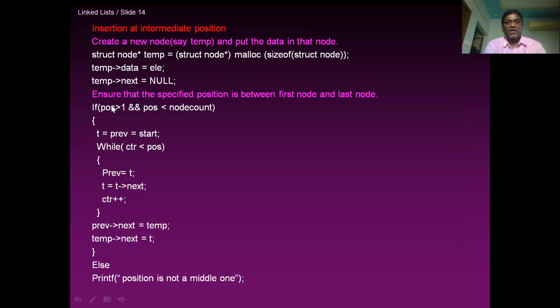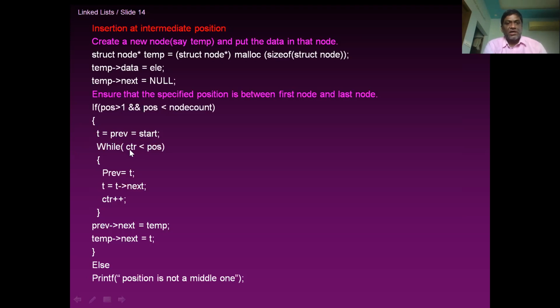And then for inserting somewhere in the middle, you will take that position, and the position must be greater than 1, and the position must be less than the node count, which is the number of nodes in the linked list. If this is ensured, then we are ready to insert the element. Initially, t is equal to previous is equal to start, so both the pointers will be pointing to the first node. Start is the first node.